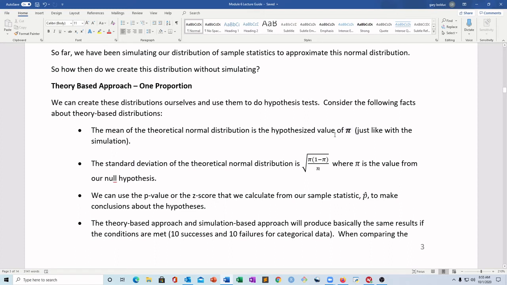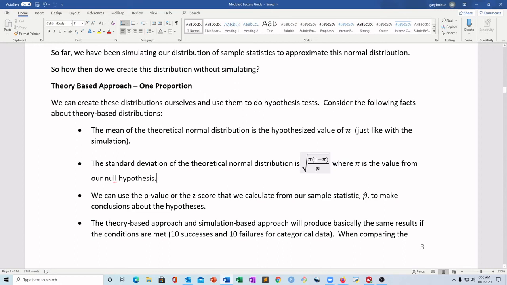Just done immediately. The next piece, which we're not going to really talk about, we're just going to have to keep this in our head, although you'll have formula sheets, so you don't need it in your head, is that the standard deviation, the spread of our picture, is given by this formula, the square root of pi times 1 minus pi over n, where pi is, again, our hypothesized value. What does your null hypothesis say about pi? That's what goes in here, right? And n is your sample size.